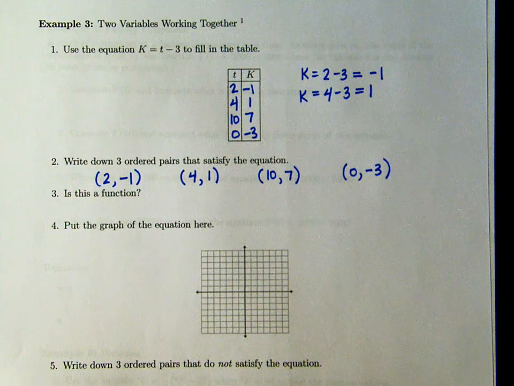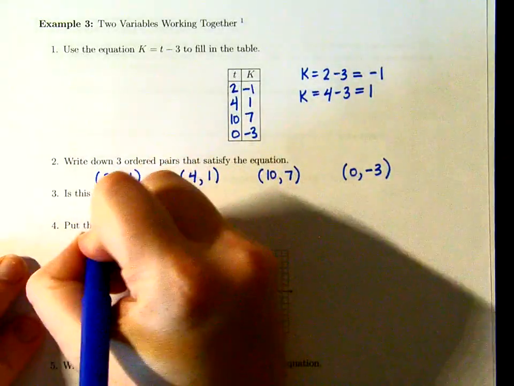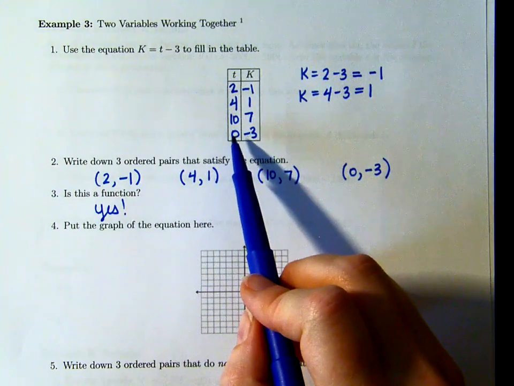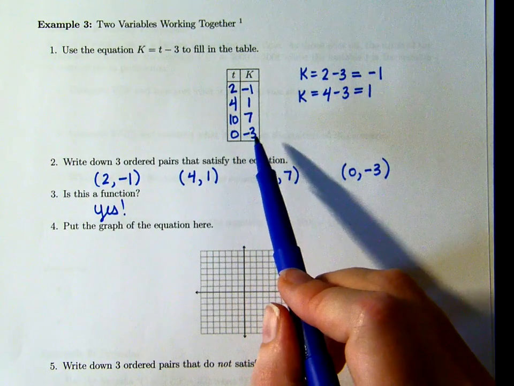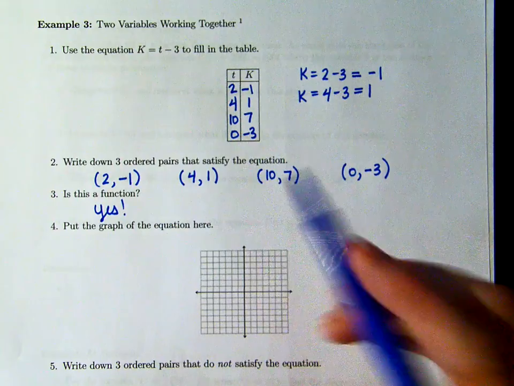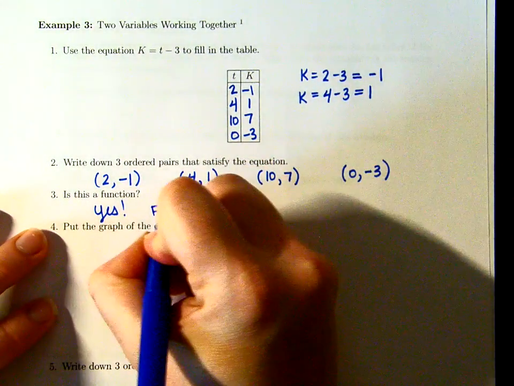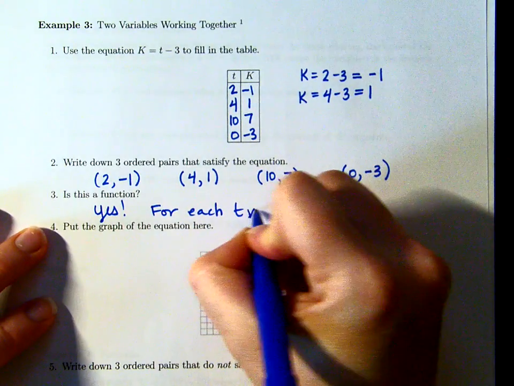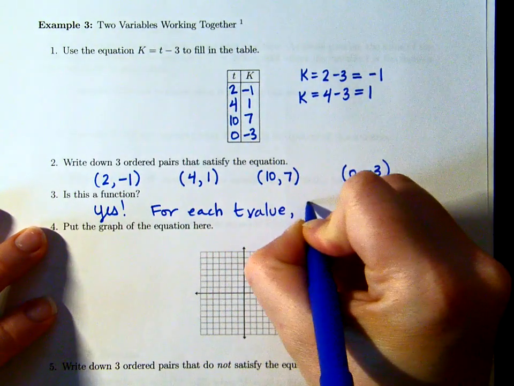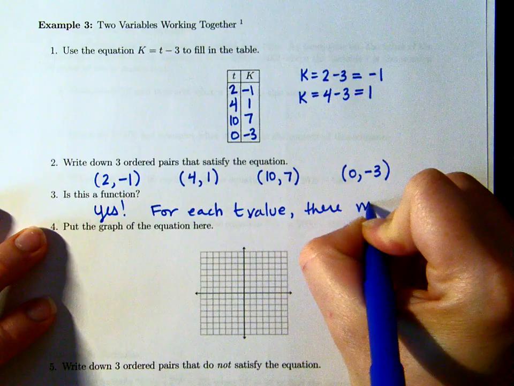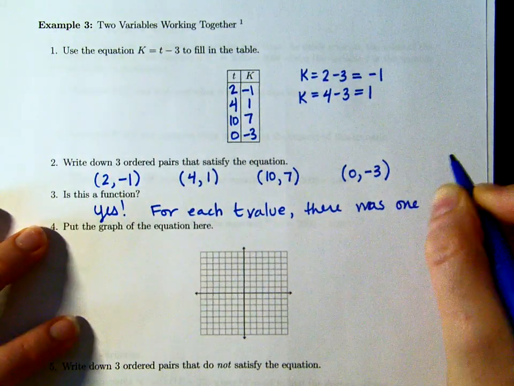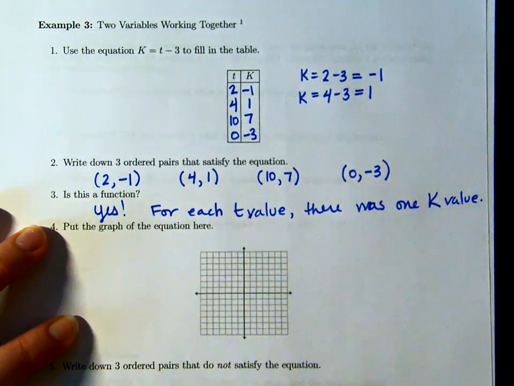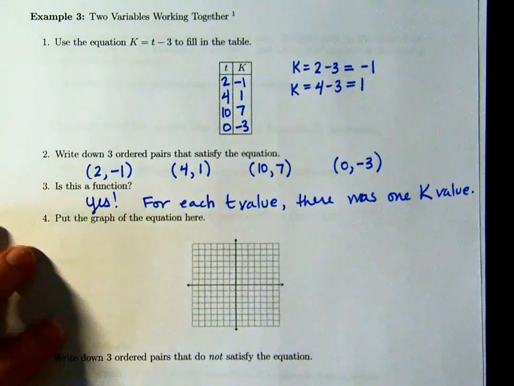Is this a function? Yes. For each input of t, there was no more than 1 output for k. For each t value, there was 1 k value. And that's how we know it's a function.